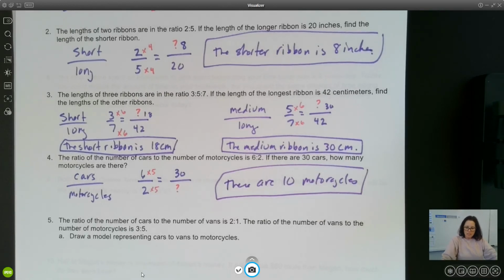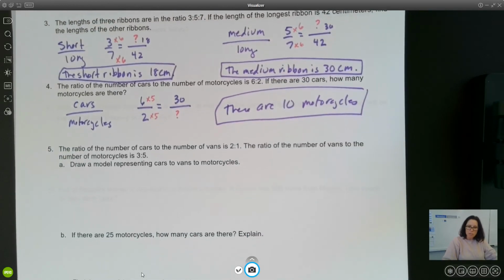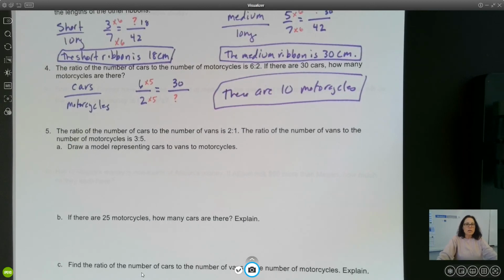All right, so let's look at number 5. Number 5, we have to do a model for this one. The ratio of the number of cars to the number of vans is 2:1. The ratio of the number of vans to the number of motorcycles is 3:5. Draw a model representing cars to vans to motorcycles.